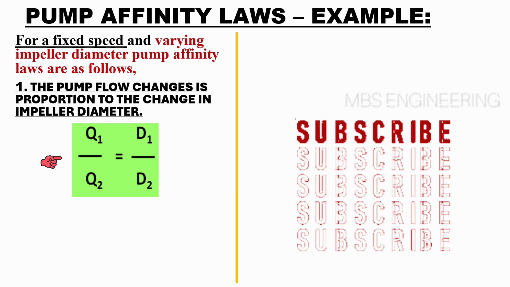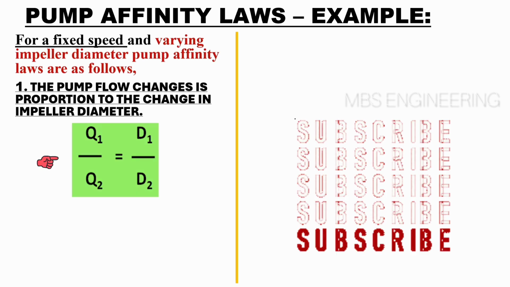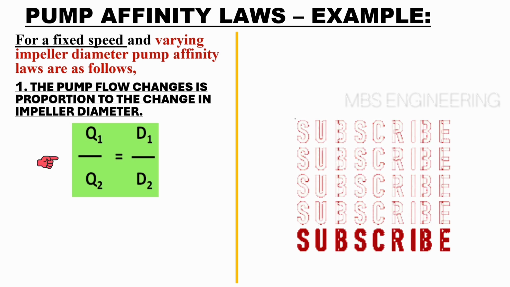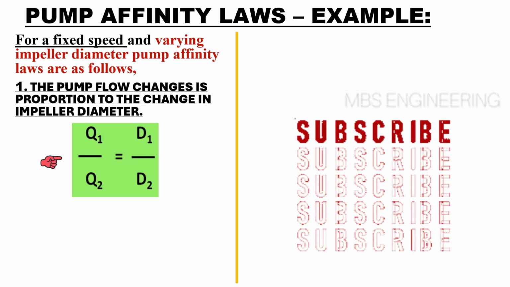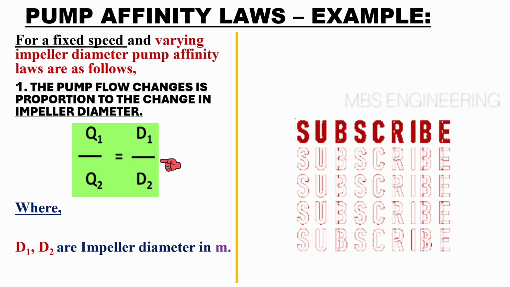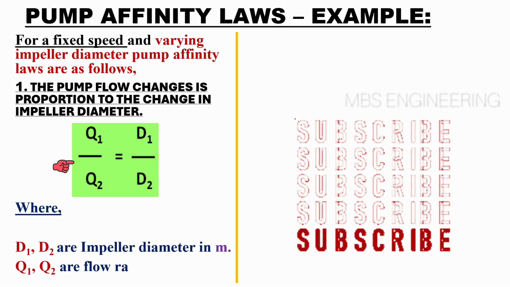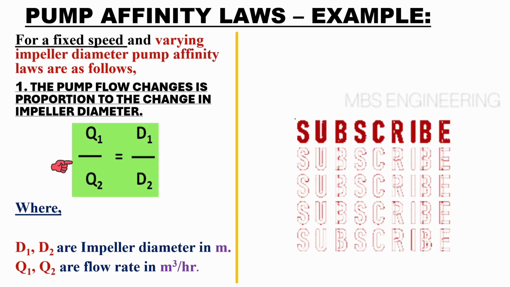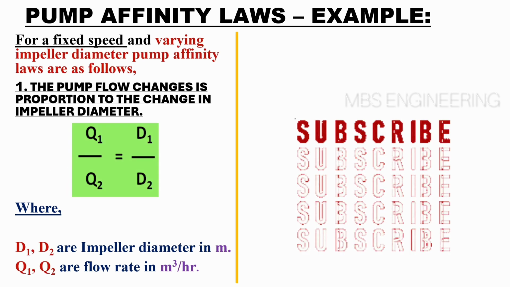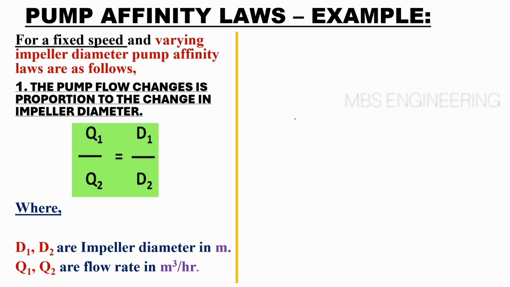The pump flow, Q1 divided by Q2, is directly proportional to the impeller diameter, D1 divided by D2. Where D1 and D2 are impeller diameters in meters. Q1 and Q2 are volumetric flow rates in cubic meters per hour. Next, we will go through some sample calculations for a better understanding.